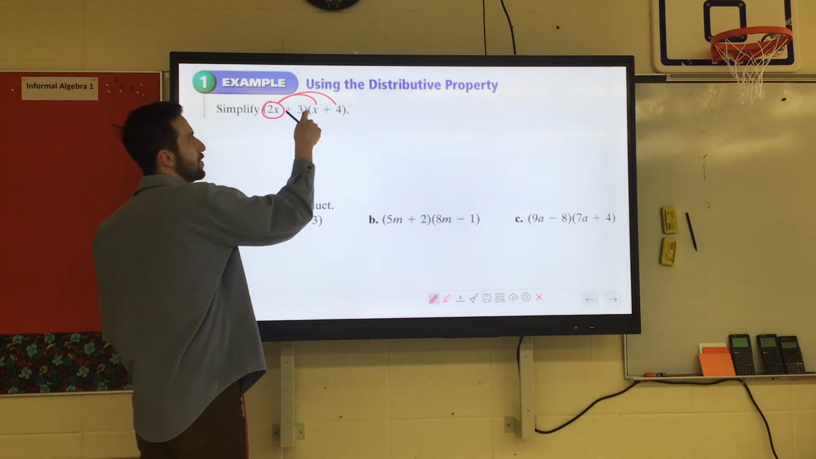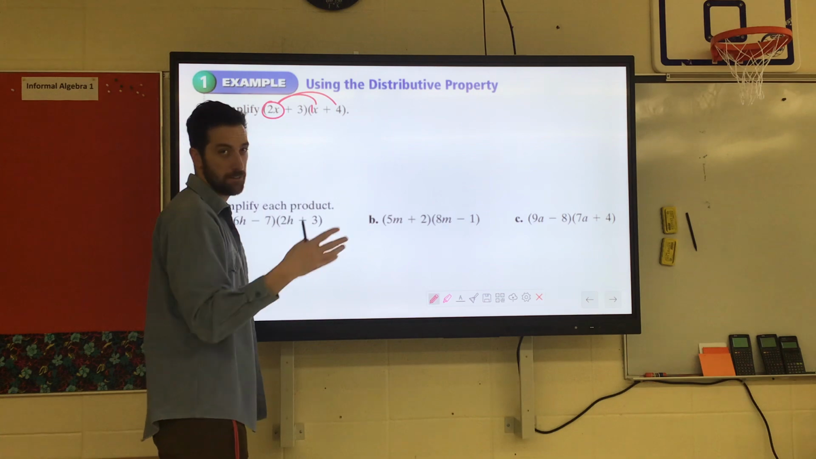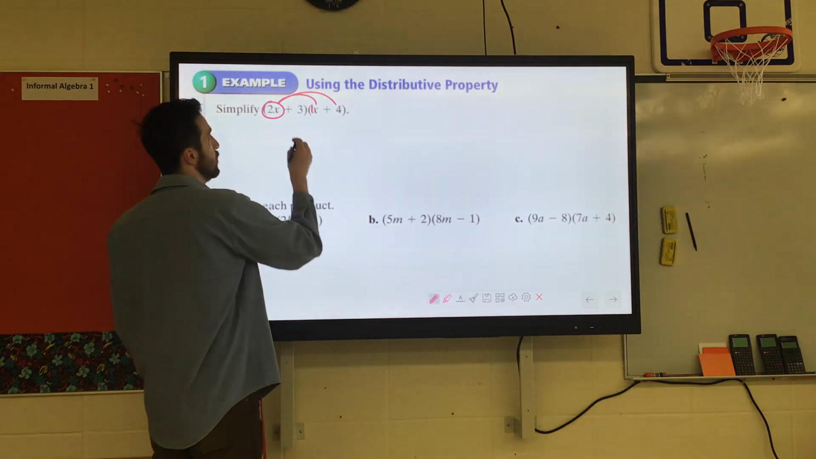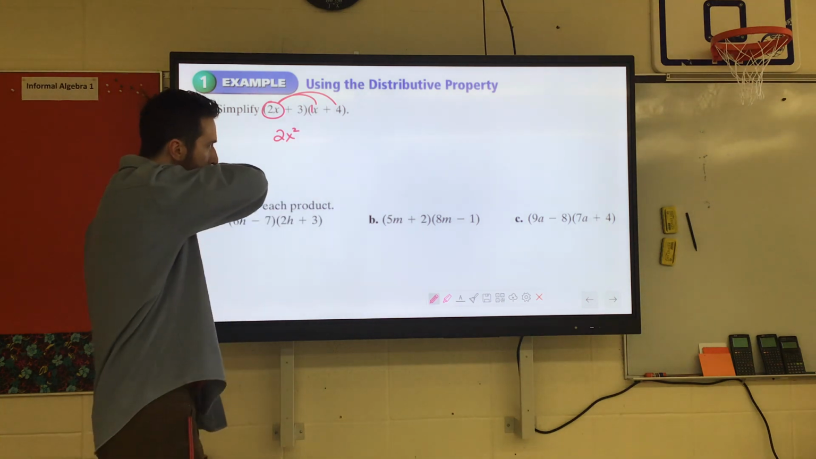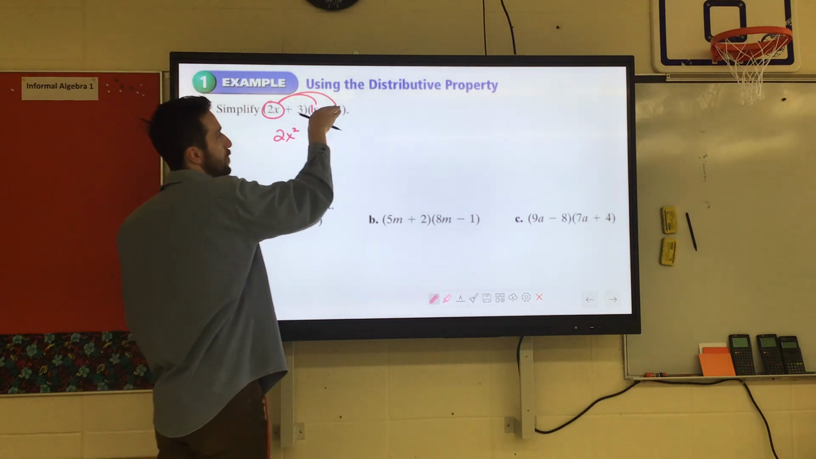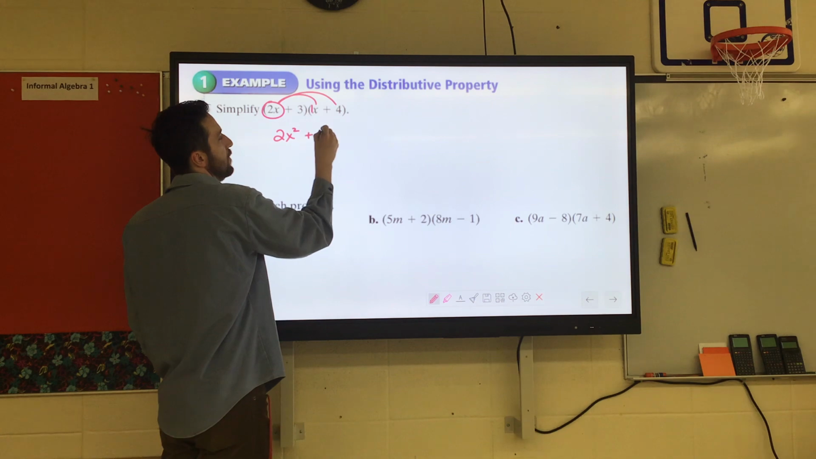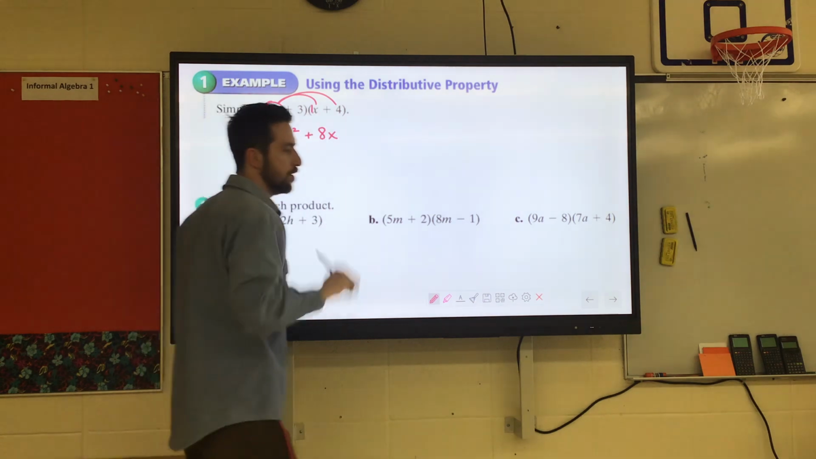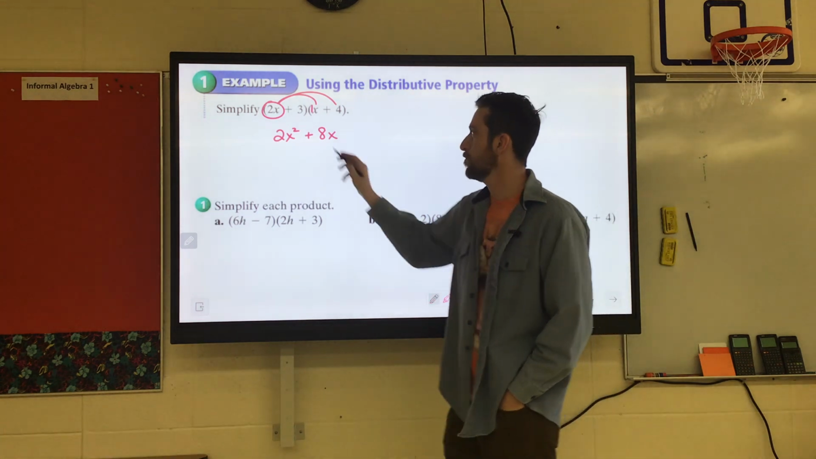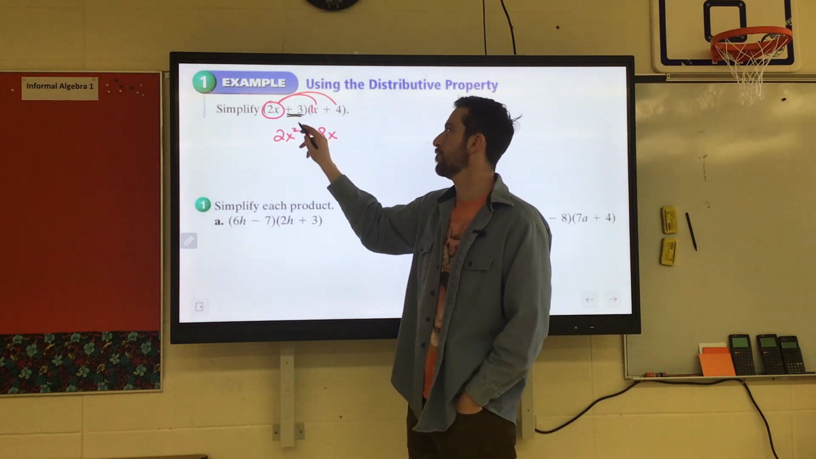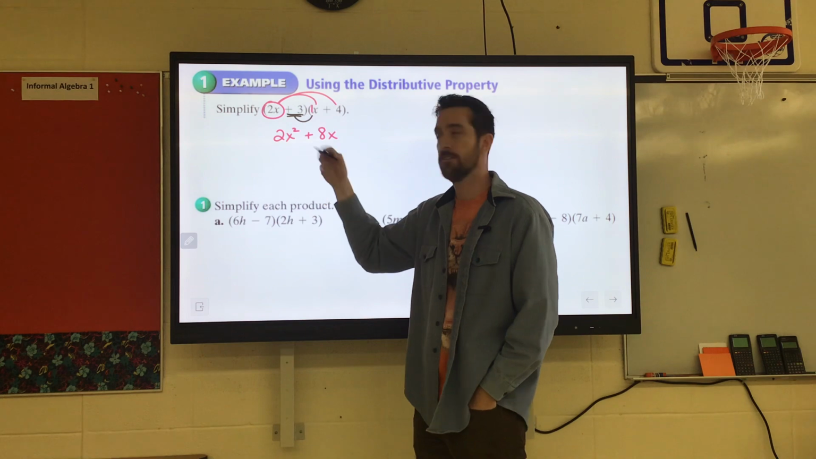So 2x times x, or if it helps you, think of it as 1x. 2x times 1x is 2x squared. Now if I do 2x times positive 4, that's positive 8x. Boom, look at that. We're halfway done with distribution. Now we're going to distribute the 3 to both of them. Positive 3. 3 times x is 3x.